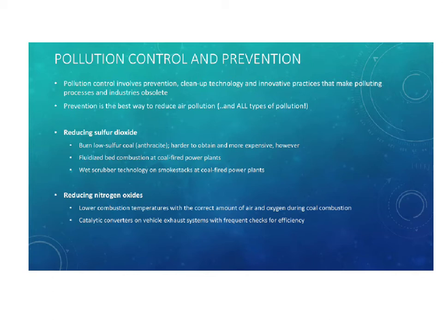So if you lower the combustion temperature and have the correct amount of air and oxygen, you can actually improve the amount of pollutants that you put out. Catalytic converters on vehicle exhaust systems are really important, and they have to be checked frequently for efficiency. When you get your car inspected, they're looking at what comes out of the tailpipe. The higher the pollutants that come out of the tailpipe, the more you're contributing to air pollution. So catalytic converters help with that.